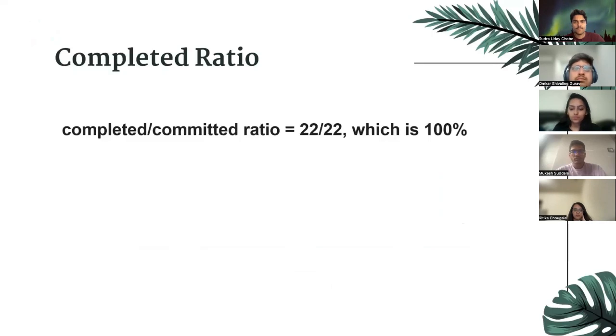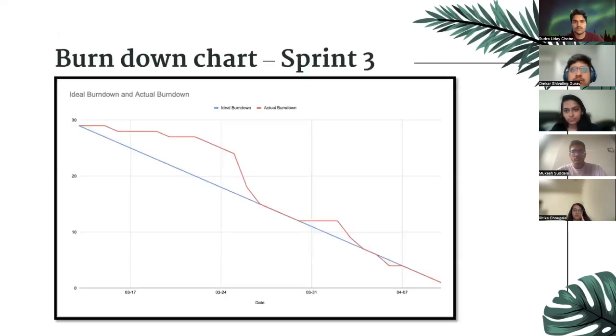Which gives us a completed ratio of 100%. That is the completed story points to the number of story points that were to be completed. As we can see in the burn down chart, we initially had a little too much work to cope with and too many detailed story points. But as we went through the project, halfway through the sprint, we tended to make it an ideal scenario and then complete it throughout the sprint.